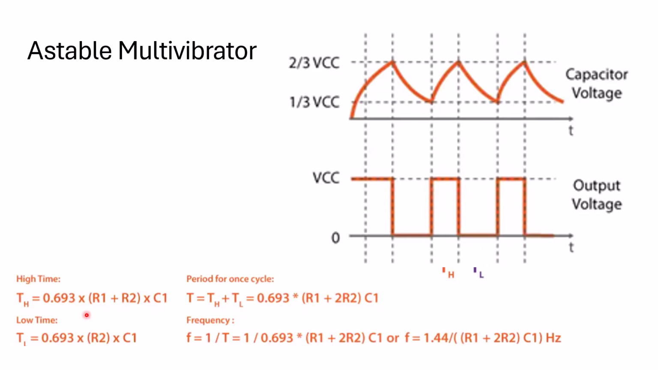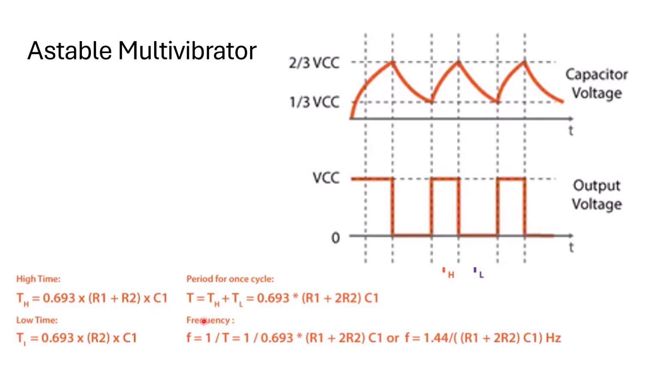Charging is going to happen through the two resistances, that is RA and RB. Here they are denoted as R1 and R2. TH is 0.693 into (R1 plus R2) into C1. And discharging is going to happen through only one resistance, that is RB. The total time period is a summation of your higher period and lower period, that is TH plus TL. Summing up these two values, you get 0.693 into (R1 plus 2R2) into C1.